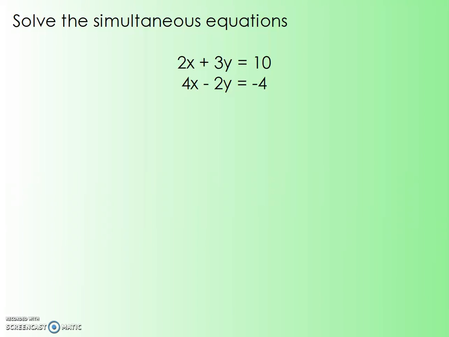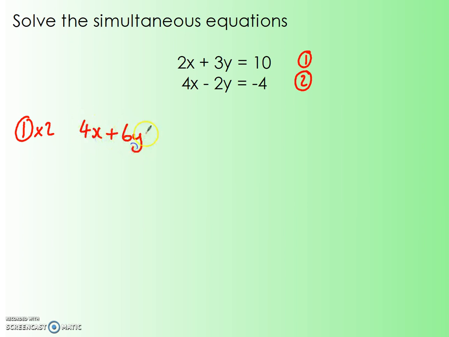So solve the simultaneous equations. We've got equation 1 here and equation 2. We need to solve them by making either the x terms or the y terms the same. So what I'm going to do is take equation 1 and times it by 2, because then I will get 4x at the front.